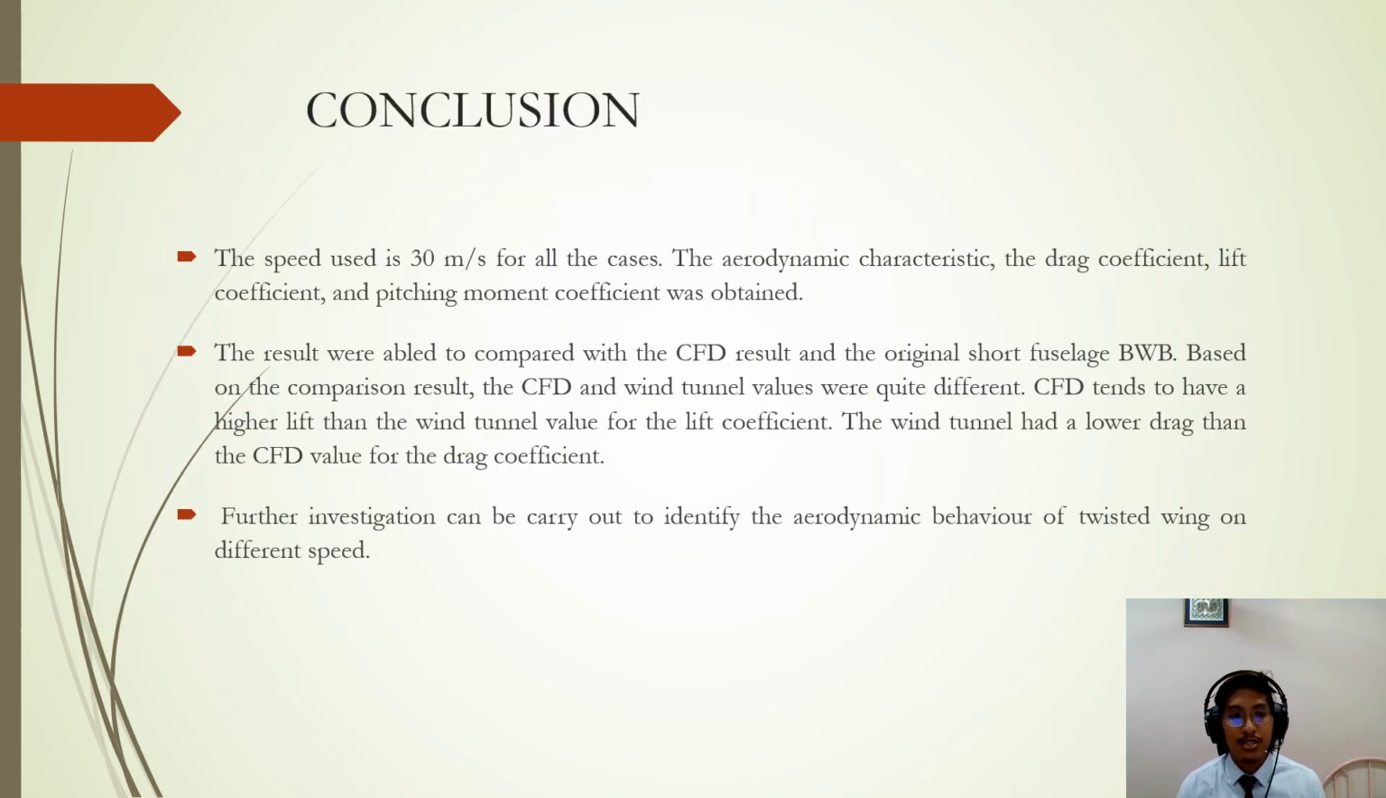So in conclusion, the speed used was 30 meters per second for all the cases. The aerodynamic characteristics, the drag coefficient, lift coefficient, and pitching moment coefficient were obtained, and the results were compared with the CFD result and the original short fuselage of the BWB. Based on the comparison, we conclude that the CFD and wind tunnel values were quite different. The CFD tends to have a higher lift coefficient than the wind tunnel value, and the wind tunnel had a lower drag coefficient than the CFD value.